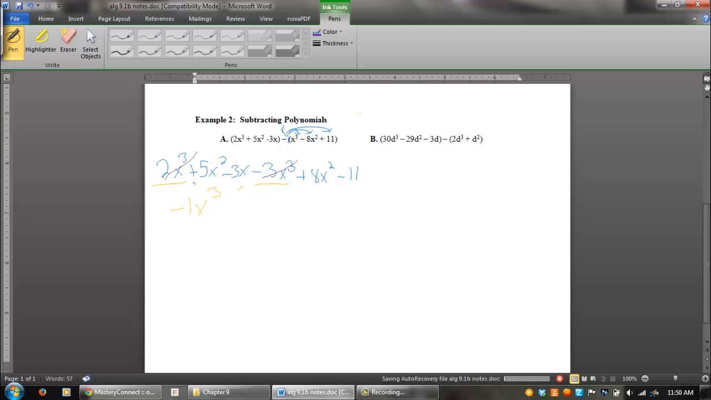So we have a 5x to the second power and an 8x to the second power. They're both positive, so we add them. We get 13x to the second. That takes care of the second powered ones. And what we have left is a negative 3x and a negative 11. We can't add those two, so we just have to write them in order. Let's put the negative 3x first because it comes next. Negative 3x and then minus 11. So we have negative 1x to the third power plus 13x squared minus 3x minus 11.